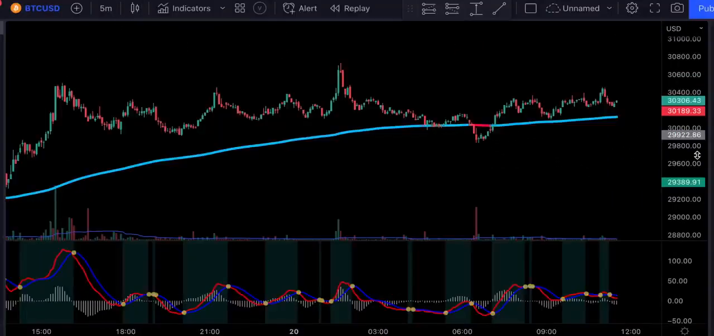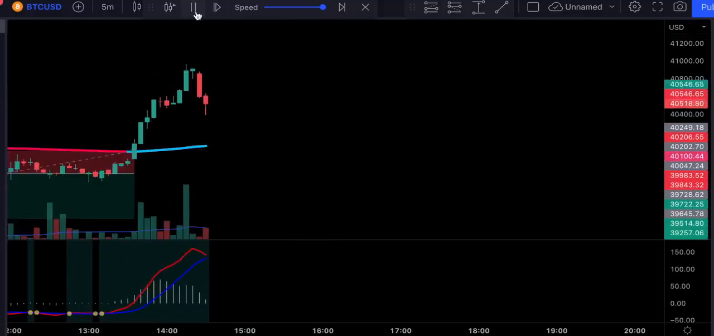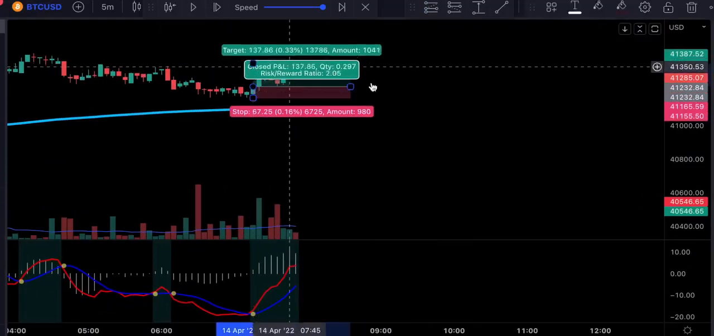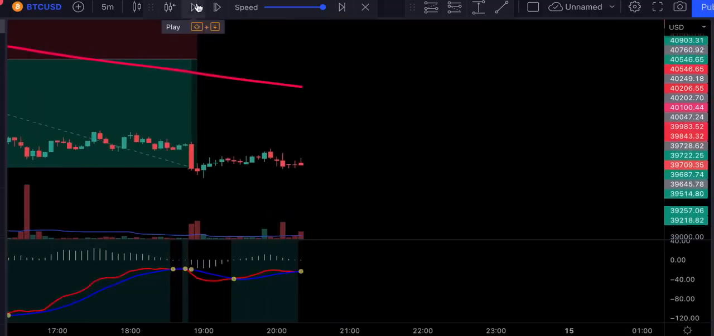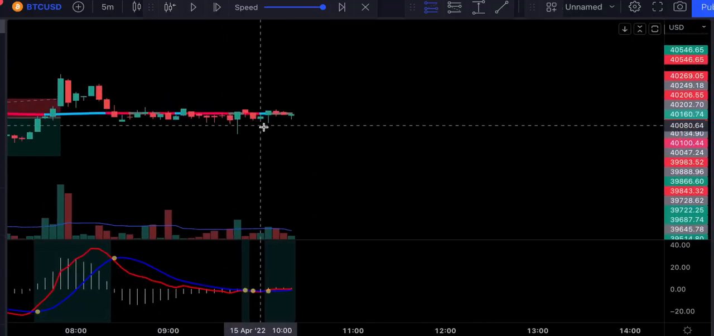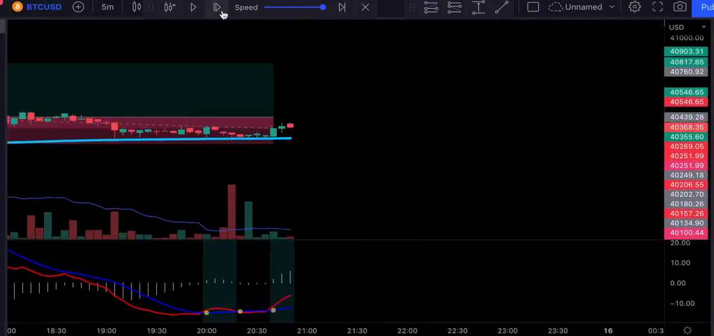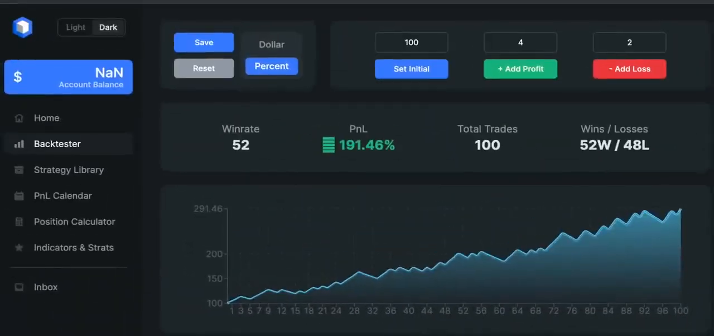Okay, now we know the rules, so let's do another backtesting and see if the strategy is any better. Okay, so I just finished my second backtesting and as we can see the results are way better.